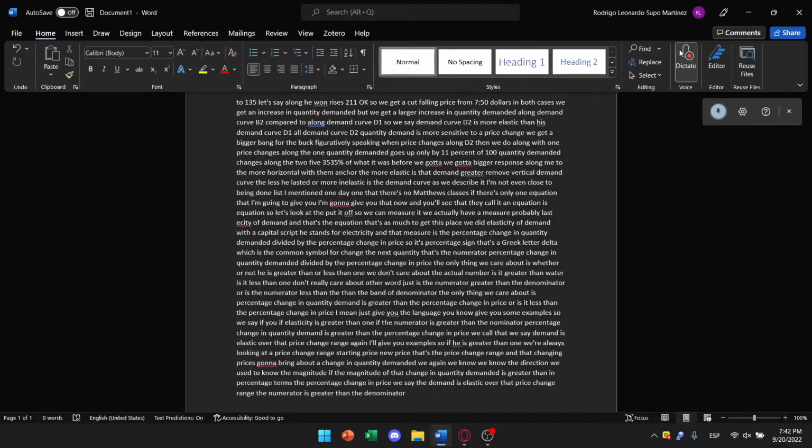If instead E is less than 1, we say demand is inelastic over that price change range.